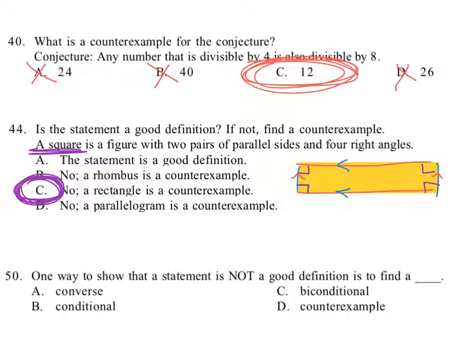Okay. And this is kind of working backwards because you should already know this after us just talking about this. But one way to show that a statement is not a good definition is to find a counterexample. If you can find a counterexample, one situation where the statement is not true, then it's not a good definition, and we have to scrap it as a definition because it's got to either be true in all cases or not a good definition.